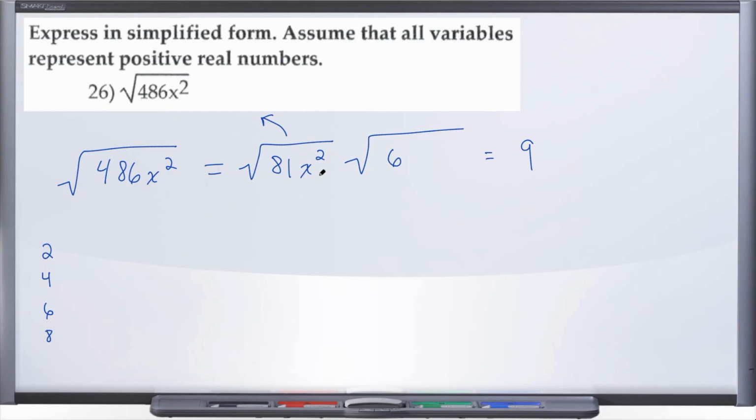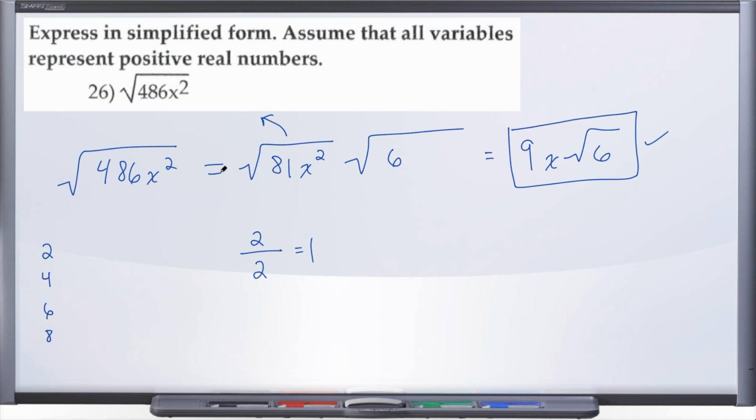When you're breaking down your variable, you divide your power by your root. In this case, our power is 2, divided by our index or root, which is 2. What is 2 divided by 2? That gives us 1. So when our x comes out, it comes out with a power of 1, but we don't have to write the power of 1, so we'll leave that off. Then we simply rewrite our garbage, in this case radical 6. So our final answer is 9x radical 6.